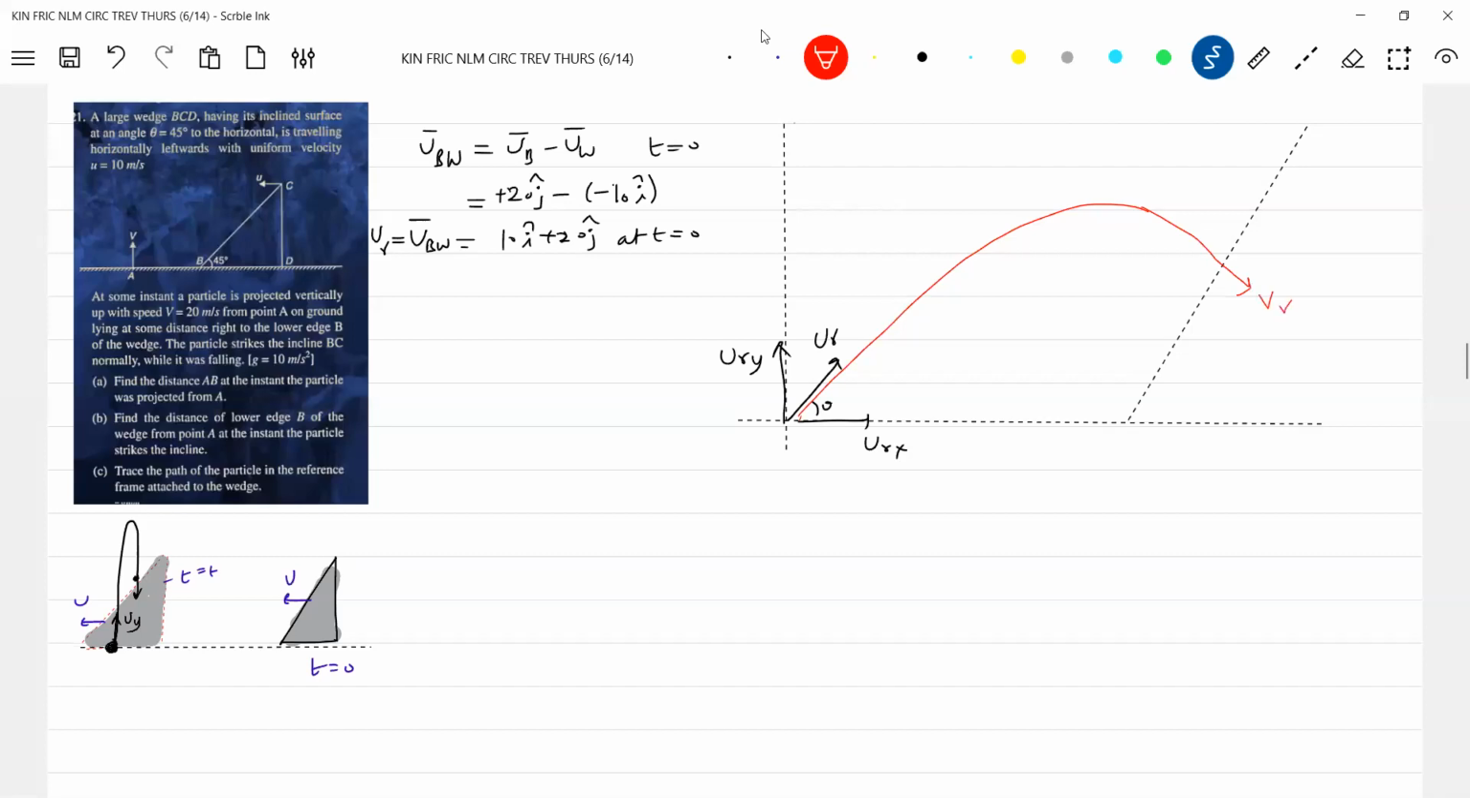This is VR, I'll write it. With respect to the wedge it will be striking, because in the ground frame, that's why I made it clear in the beginning, I said that it will ascend and descend in the ground frame. In the wedge frame only, it will strike normally. I'll add a sentence: while it is falling with respect to the wedge, the particle strikes. We'll add that sentence. Okay, it will be very easy for us.